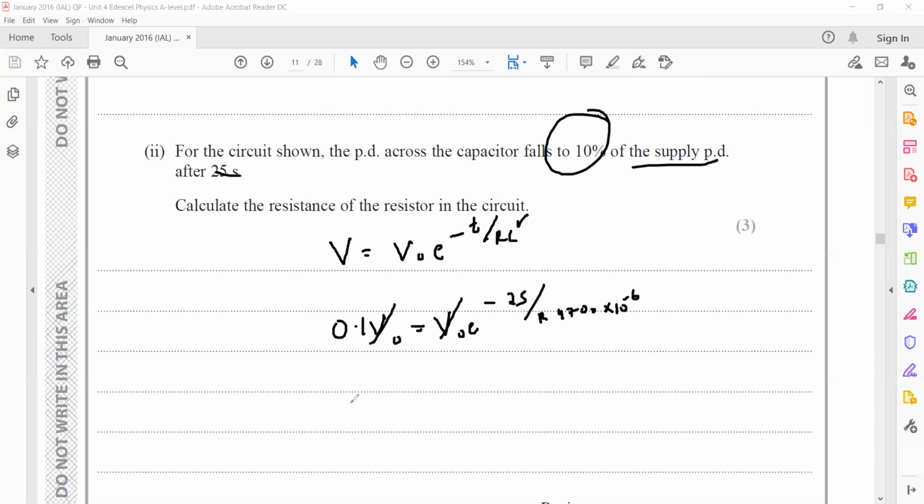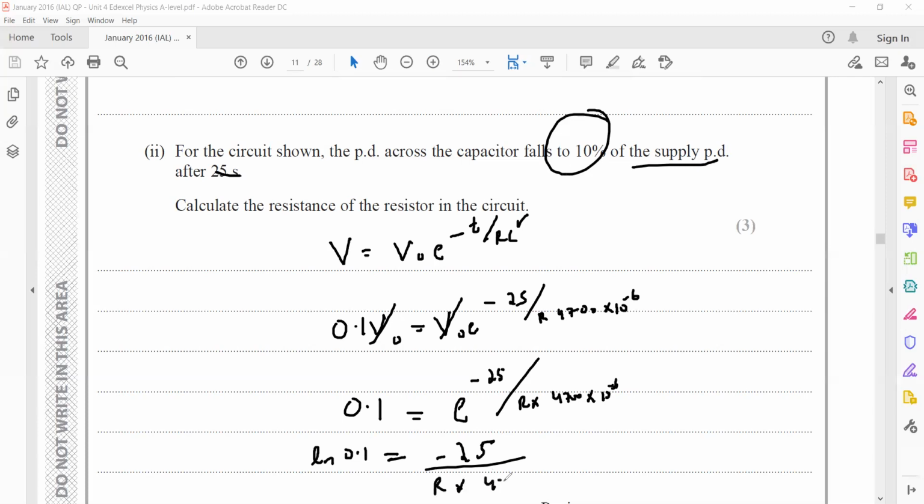V naught will cancel with V naught. So 0.1 is equal to e raised to the power minus 25 divided by R into 4700 times 10 to the power minus 6. To remove this e, I will take log on both sides. So ln 0.1 is equal to ln e raised to the power, and ln and e are inverse functions, so they cancel out. It will be minus 25 divided by R into 4700 microfarad. So I need R, so I will just simplify and I will get the value for R.